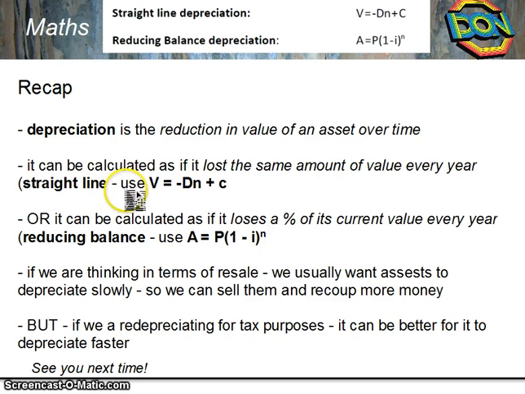Quick recap. So there are two methods that we use: straight line if it goes down by a fixed amount every year, and reducing balance if it loses a percentage of its book value every year. Okay, that's it.